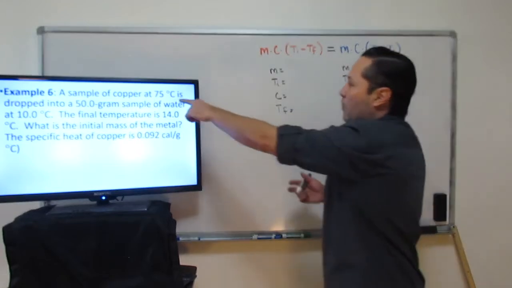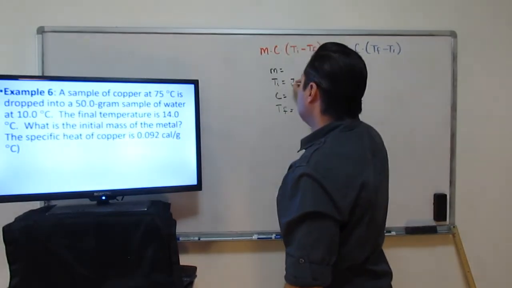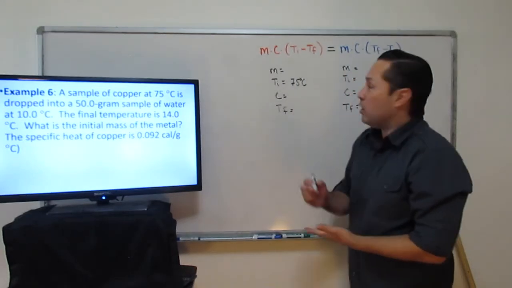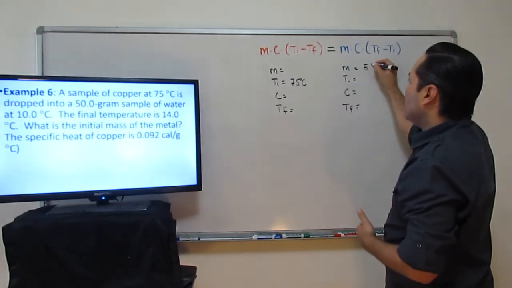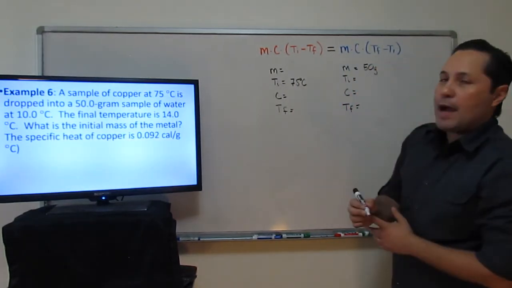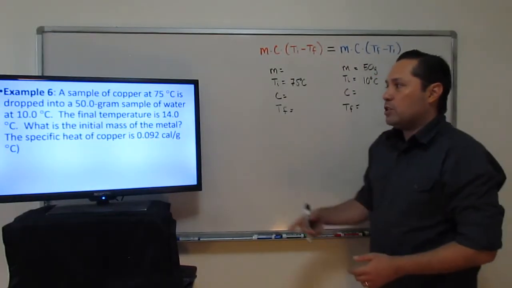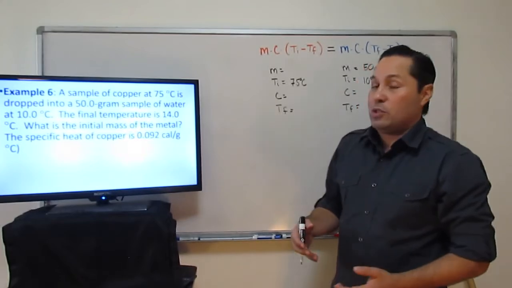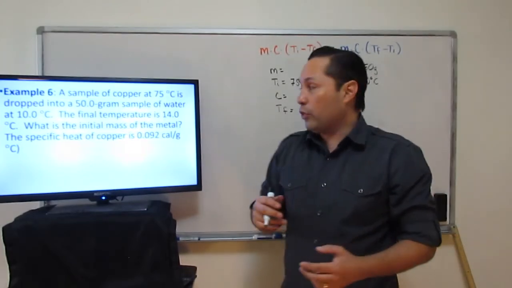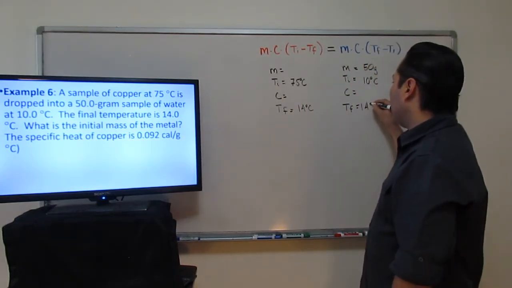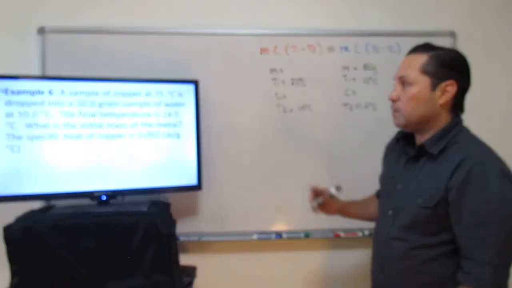All right, so the copper is at 75 degrees Celsius. Ti, 75 degrees Celsius, is dropped into 50 grams of water. Water's on my right-hand side, 50 grams of water at 10 degrees Celsius, initial temperature of the water. The final temperature is 14 degrees Celsius. That is for the system. That's for both of them. So I'm going to put it twice, 14 degrees Celsius here, and their final temperature is the same for both.